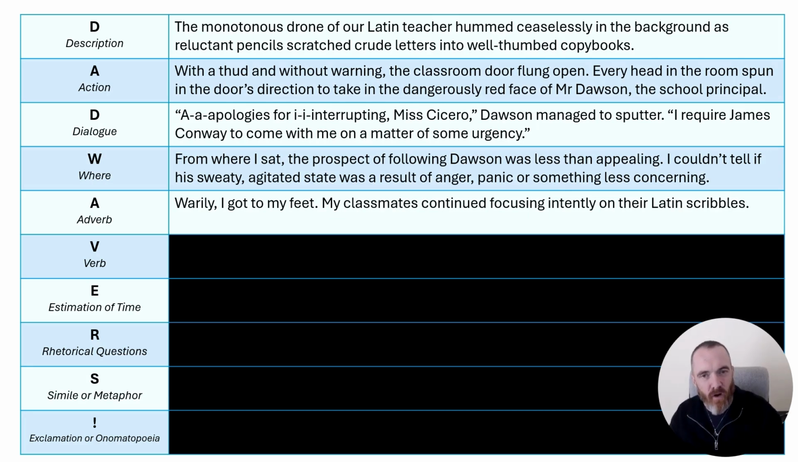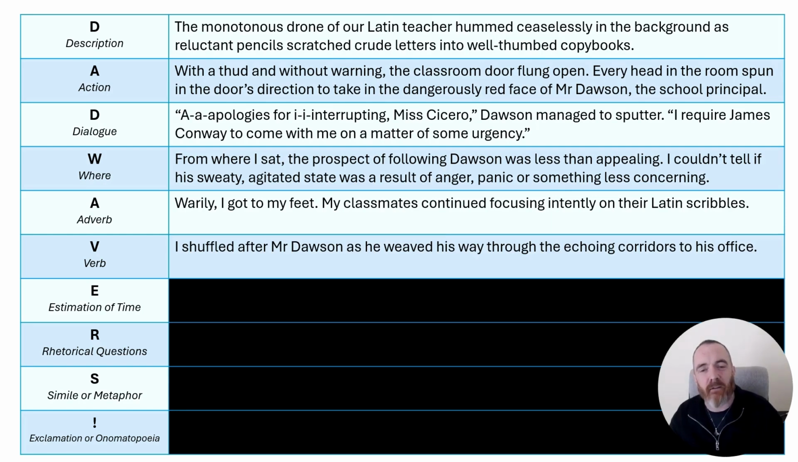Then we go to verb. "I shuffled after Mr. Dawson as he weaved his way." And actually, I think I would change that back to Dawson. Again, Mr. shows a bit of respect. Its absence reveals a lack of respect. So I've been a little bit inconsistent here. And of course, this is why proofreading and editing is so important. So I will, in my next draft, remove Mr. Note: "as he weaved his way through the echoing corridors to his office."